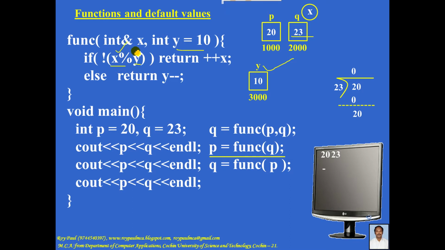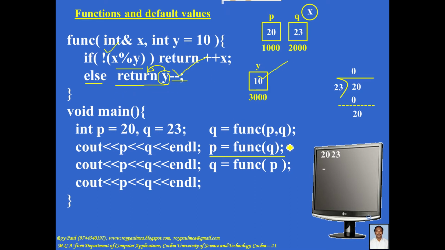So 23 modulo 10, when you divide 23 by 10, the remainder is 3. Exclamatory mark, the condition tested is equal to 0. So here 3 equal to 0, condition wrong, control comes to else part. This is a postfix operator, use and change, meaning y should be used for returning the answer, and after that y minus minus. So what does y contain? Y contains 10. So return 10.